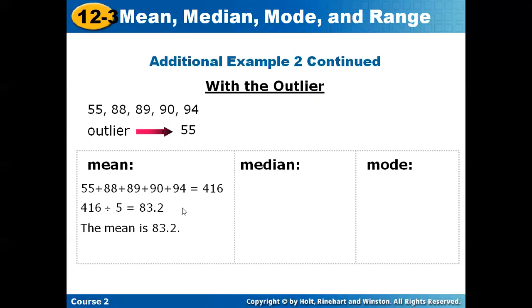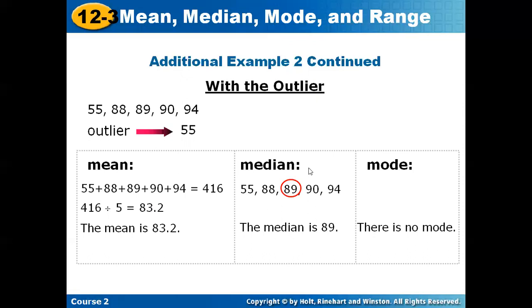The median would be the middle. So the middle here is 89. So the median is 89. The mode is the number that occurs most of the time. Since all the test scores here occur one time, there will be no mode in this set of data. Okay, so this is the result with the outlier already.